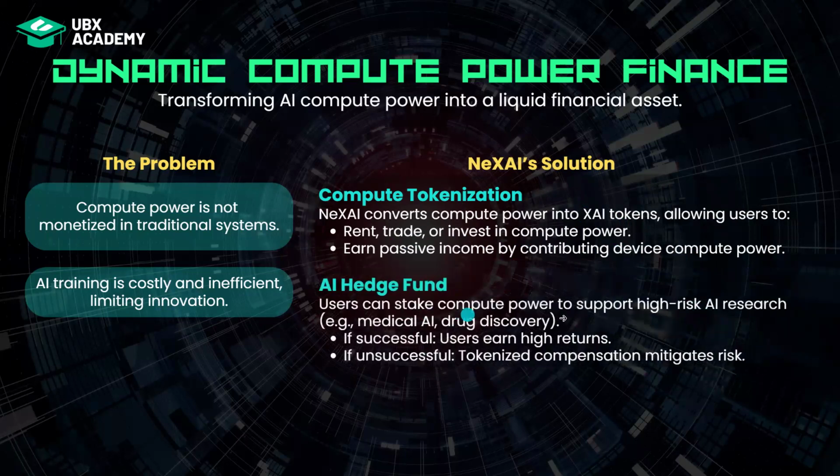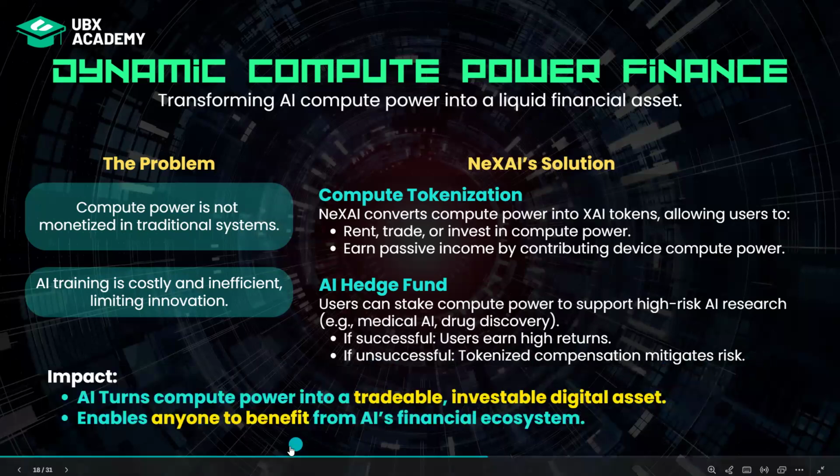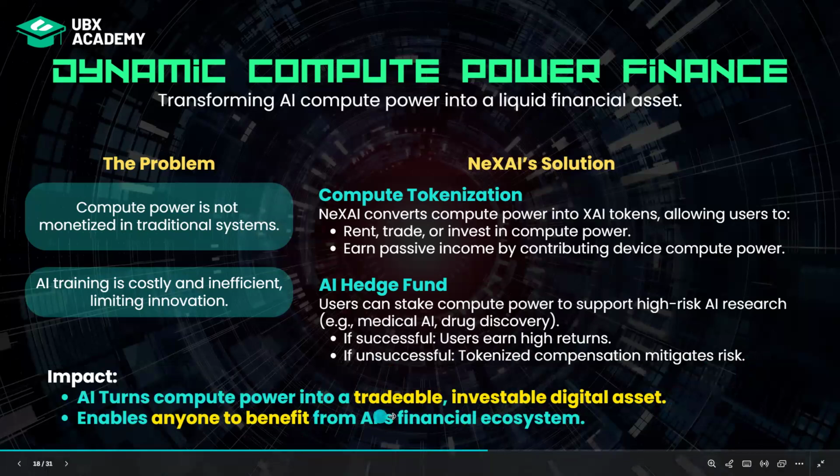Users can stake compute power to support high-risk AI research, for example medical AI or drug discovery. If successful, users earn high returns. Even if it's not successful, the tokenized compensation mitigates the risk. It turns AI compute power into a tradable, investable digital asset, enabling anyone to benefit from the AI financial ecosystem.